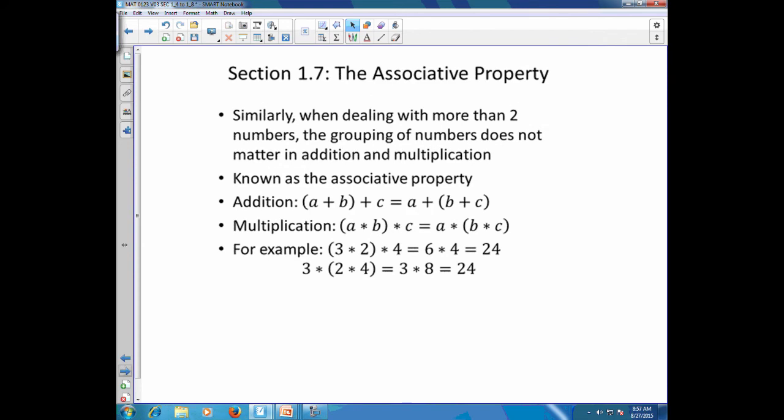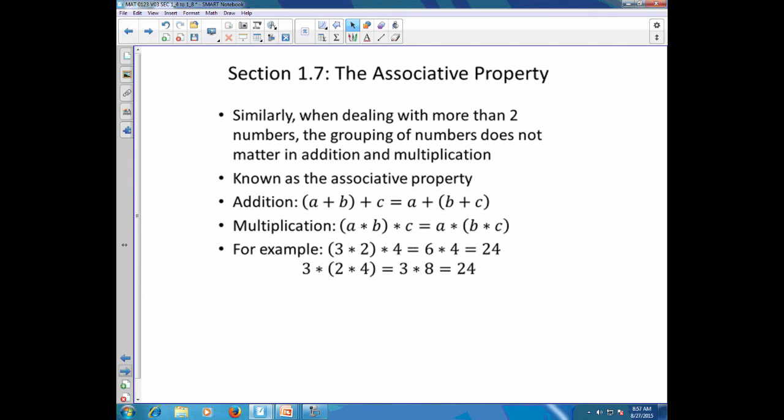Similarly, if you're dealing with more than 2 numbers, the way that you group them doesn't matter. This is known as the associative property. So if we're dealing with addition, and we have (a plus b) plus c, well, that's going to be equal to a plus (b plus c). These grouping symbols don't matter when all you're doing is adding or multiplying. You're going to get the same answer.